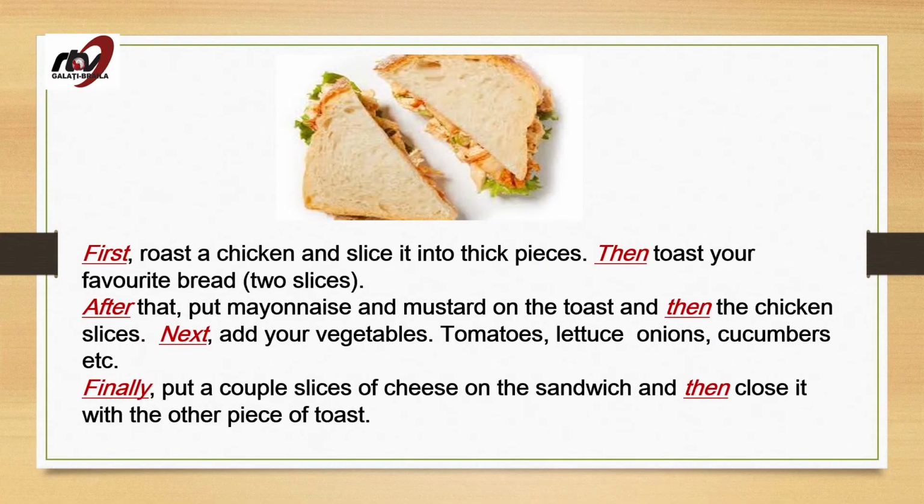First, roast a chicken and slice it into thick pieces. Then, toast your favorite bread, 2 slices. So these are your sequences. First, then, after that, put mayonnaise and mustard on the toast and then the chicken slices. Next, add your vegetables. Tomatoes, lettuce, onions, cucumbers, etc.